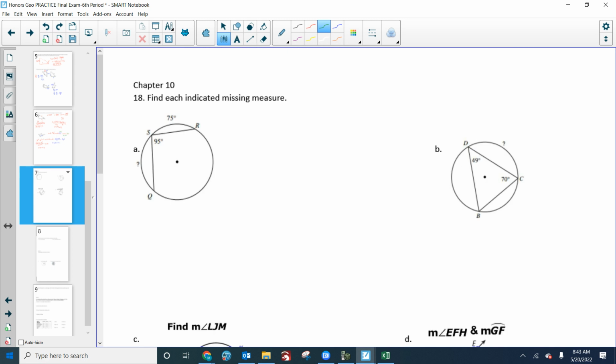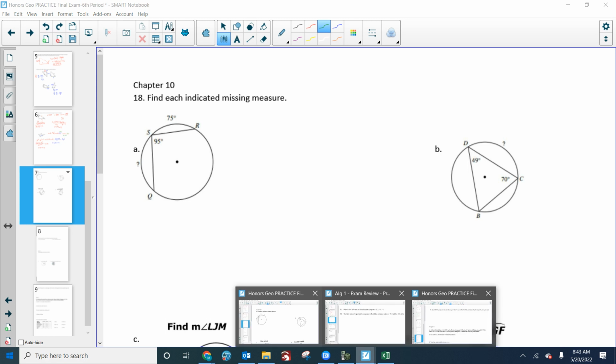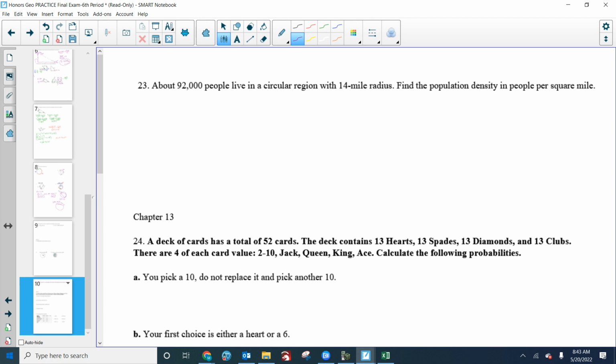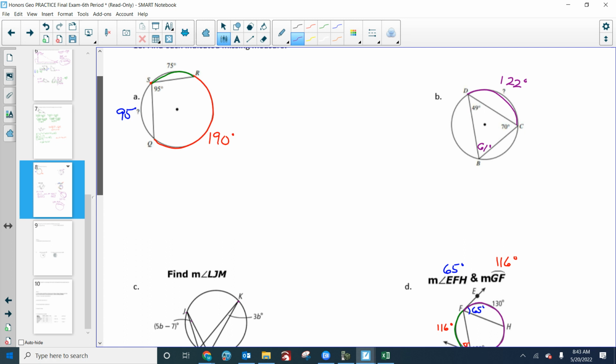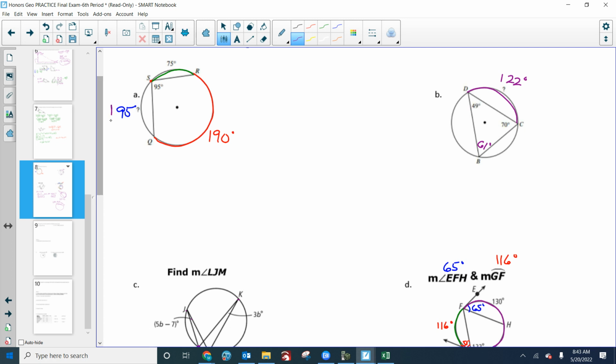All right. For the, do we need to talk a lot about these, or are we good? Okay. So I'm actually gonna put up. We got through more of this during 6th period, so let's just check the answers for what we have done so far. For this one, I got 95 degrees. For this one, I got 122 degrees. Tell me, how do we get 95 degrees?